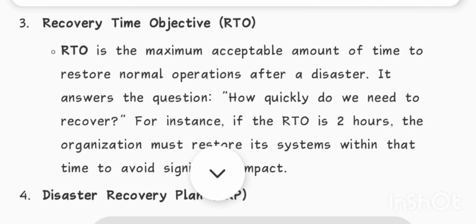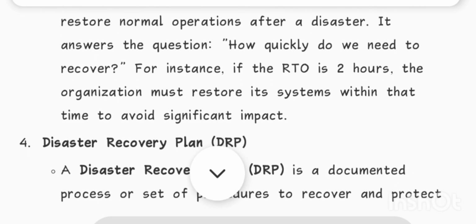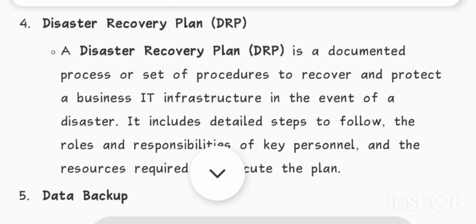3. Recovery Time Objective, RTO. RTO is the maximum acceptable amount of time to restore normal operations after a disaster. It answers the question, how quickly do we need to recover? For instance, if the RTO is 2 hours, the organization must restore its systems within that time to avoid significant impact.